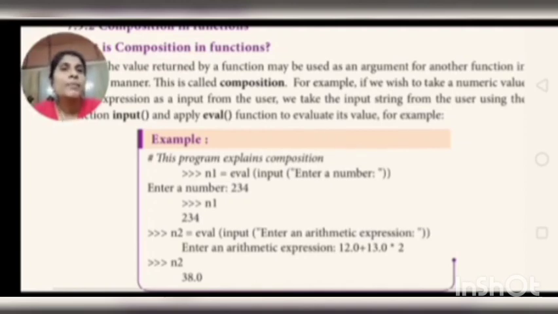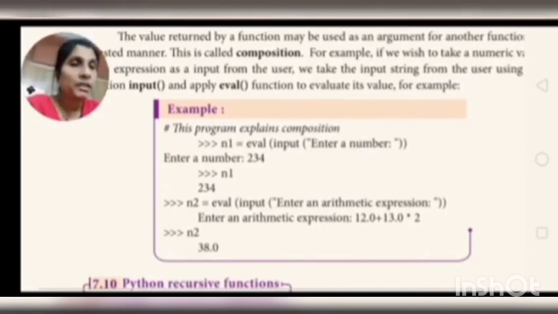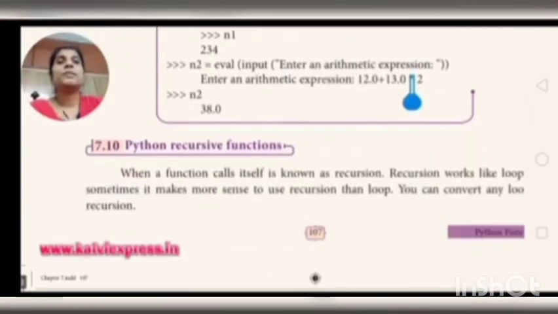So enter a number. This input statement displays this message, enter a number. You're going to type 234. So that value will be assigned to n1. Okay, so what does this eval do? This eval evaluates an expression. If you just give a number, that number is taken as it is. But in case you give an expression like this in the second example, that expression is evaluated by this eval function and that will be assigned to some variable. So that is the function of this eval function.